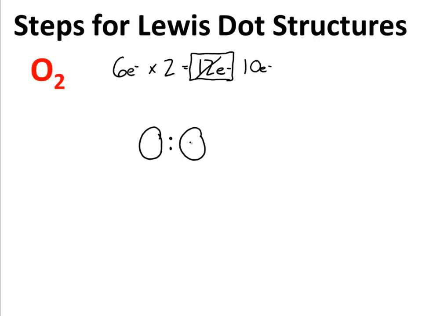Now, step 4, place them around and don't stop until you get octets. 1, 2, 3, 4, 5, 6, 7, 8, 9, 10. Check this out, guys. I'm out of electrons, but I don't have an octet. You check this thing out here? You see it? I have 8 electrons right there, but on this oxygen, I have 2, 4, 6. That is not an octet, and I have no more electrons to place.